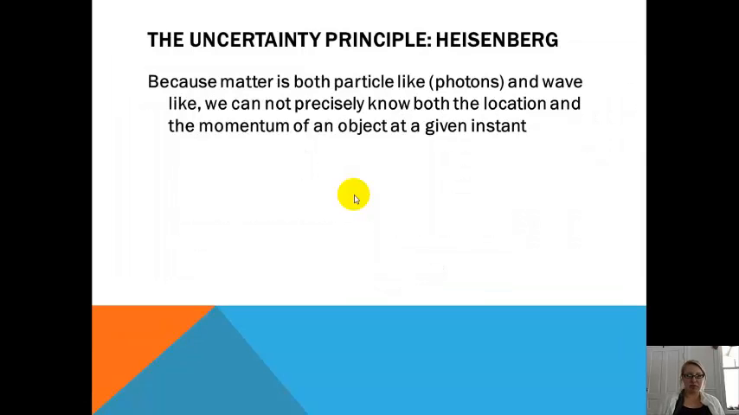And Heisenberg, remember, has his uncertainty principle, which says that because matter is both particle-like and wavelike, we cannot know both the location and the momentum of an object at any one time.